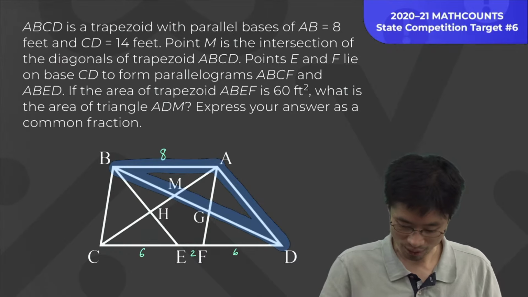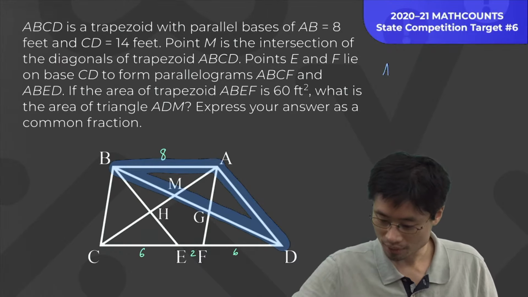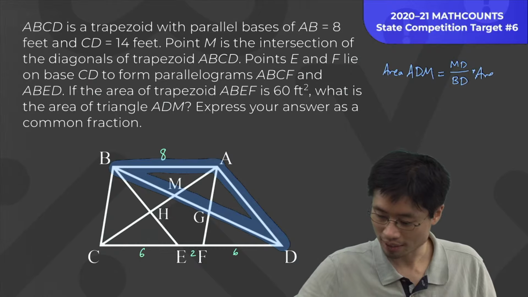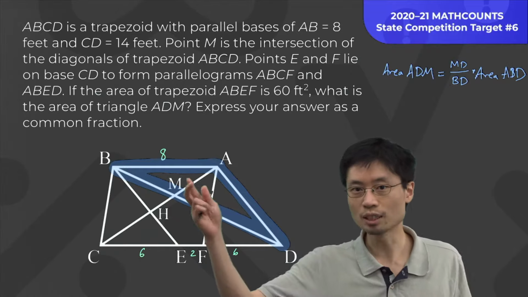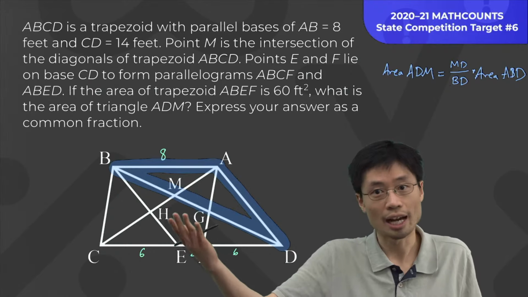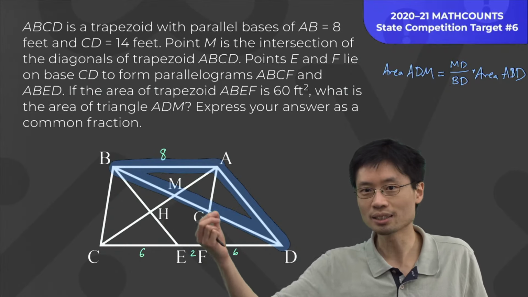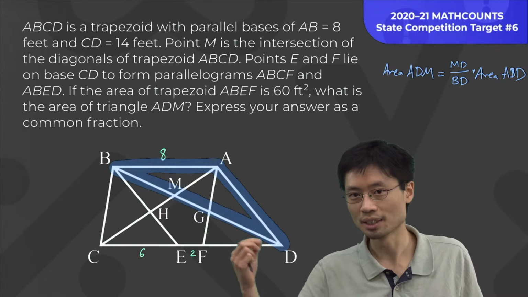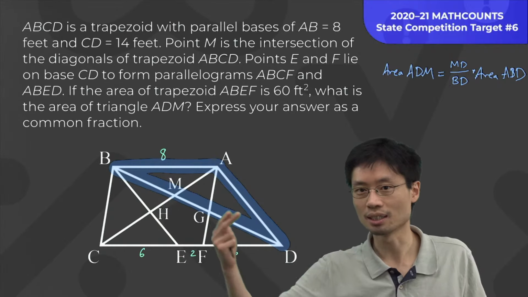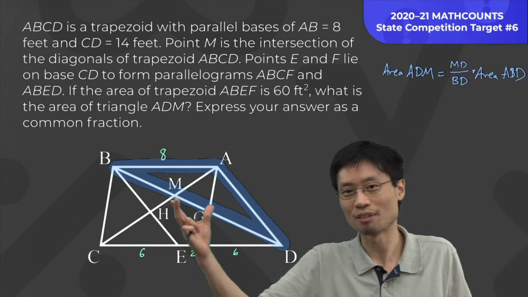Let me write that down over this way. So the area of the ADM is equal to, if only I could find out, MD over BD times the area of ABD. Does that make sense? The reason is that I can think of this as half base times height. The base of the ADM is this piece, and the base of the ABD is this piece. But they have the same height. So if only I could find out that ratio, I'm good.